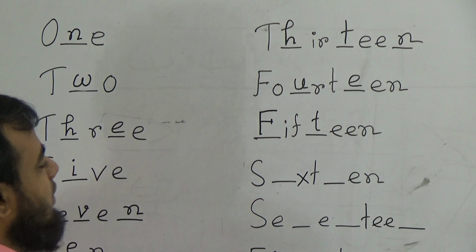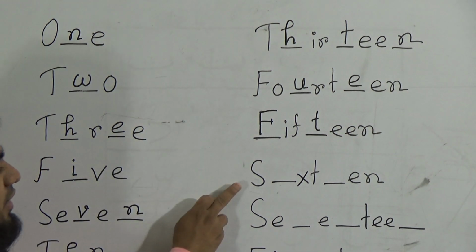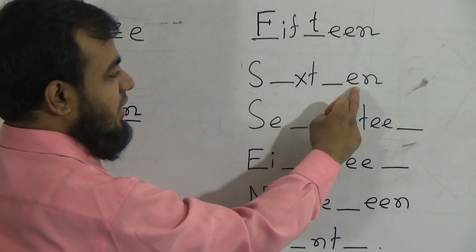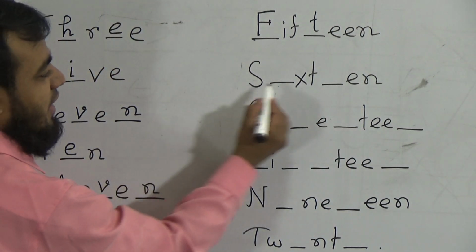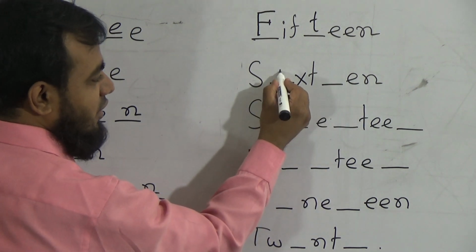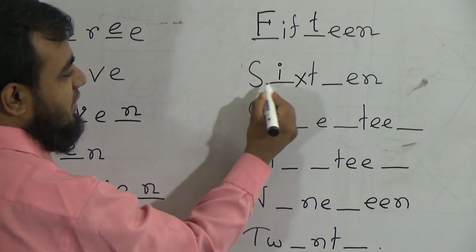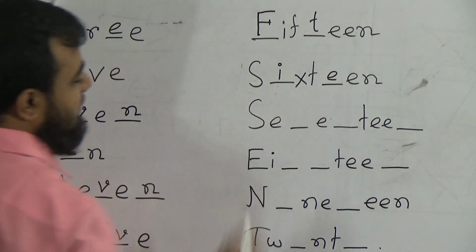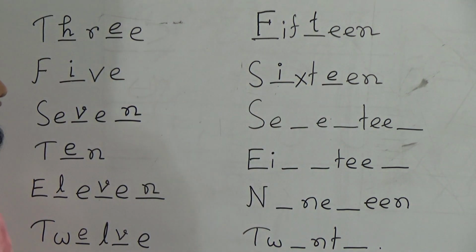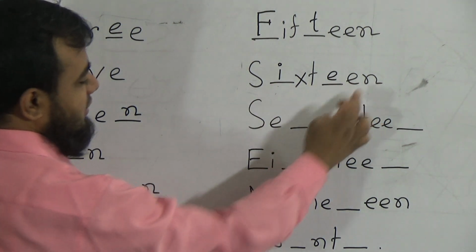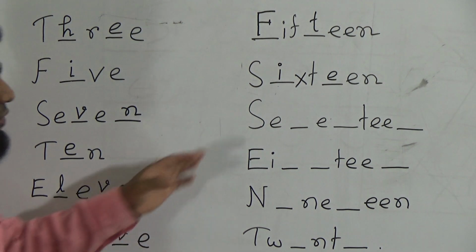Now, my dear students, the next blank is S blank X T blank E N. It should be S-I-X-T-E-E-N. The first blank is filled with I. S-I-X, 16, T-E-E-N, 16. Or you can say double E-N. S-I-X-T-E-E-N, 16.